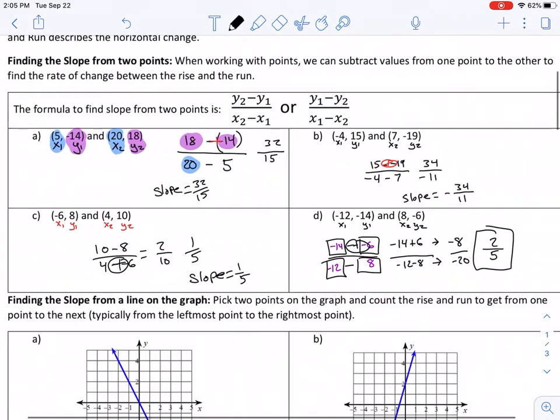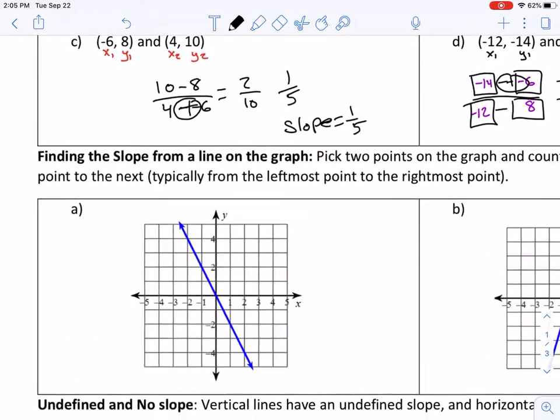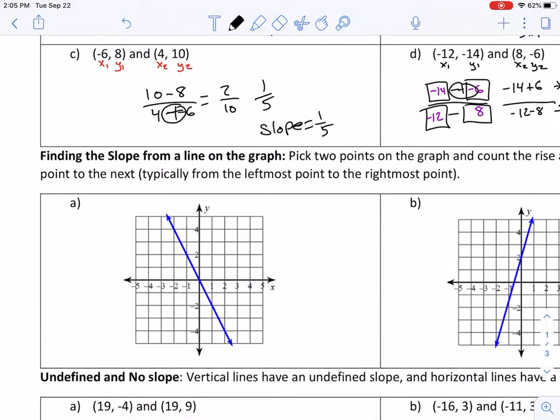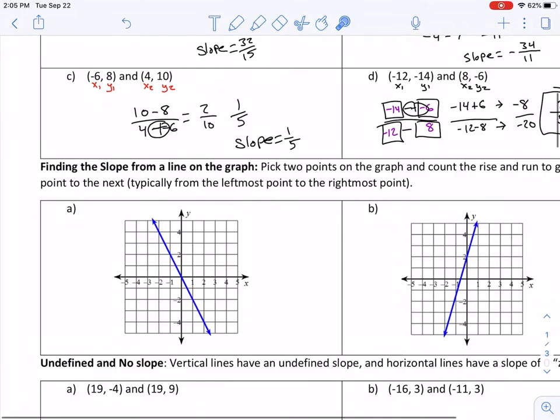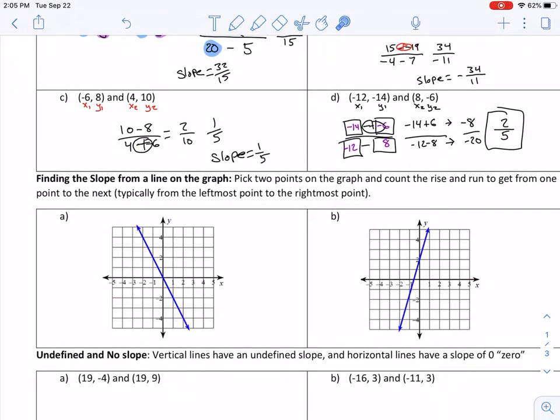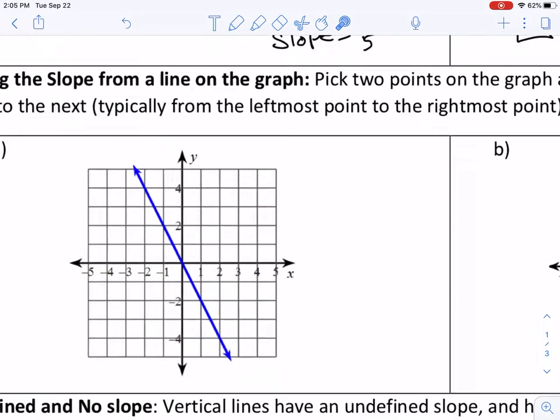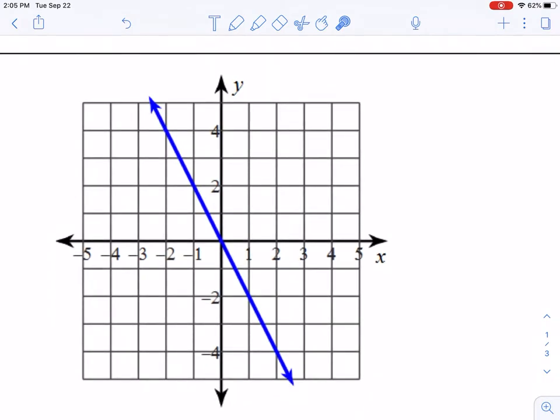So that's how we would find it if we're given 2 points. We use our slope formula. If we're given a line on a graph, we are going to pick 2 points on the graph. So we have to make sure that they're actual points. Some of them may look close and they're not actually points. And then we just count the rise and the run from one point to the next. Usually we move from the leftmost point to the rightmost point.